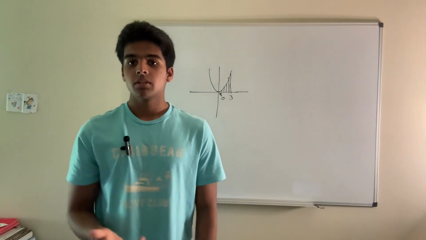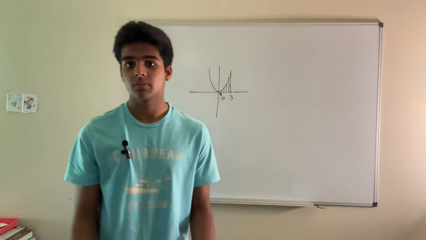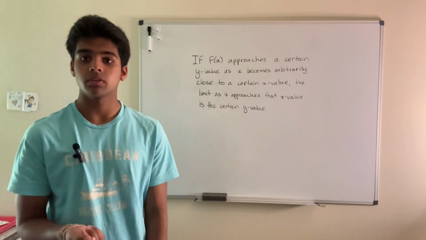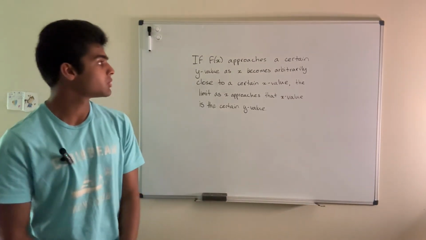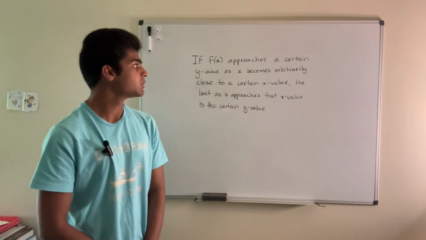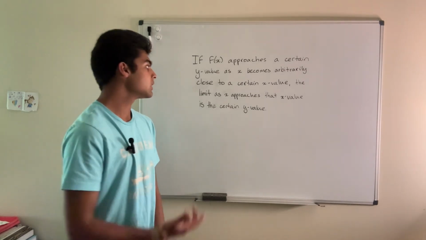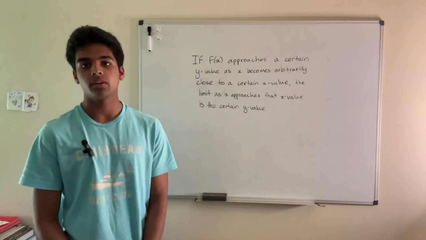Now both of these branches of calculus are absolutely nothing without limits. So let's define what a limit is. This, what I've written, is the official College Board definition of a limit, and it is: if f of x approaches a certain y value as x becomes arbitrarily close to a certain x value, the limit as x approaches that x value is the certain y value.